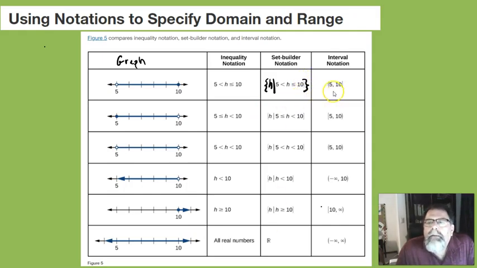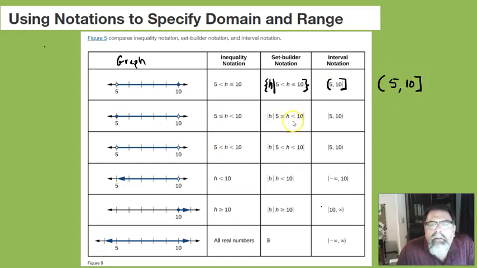Now for the interval notation, looking at the graph, you go from start to stop. So you're going to start at 5. You put a parenthesis. That's hard to see because we're not including 5. And we're going to do all the numbers between 5 and 10. You're stopping at 10, and you put a bracket. So it'd be from 5 to 10, like that.